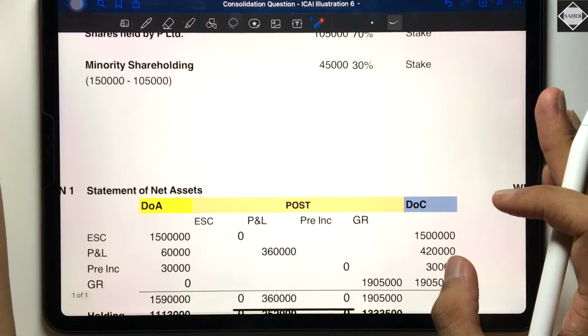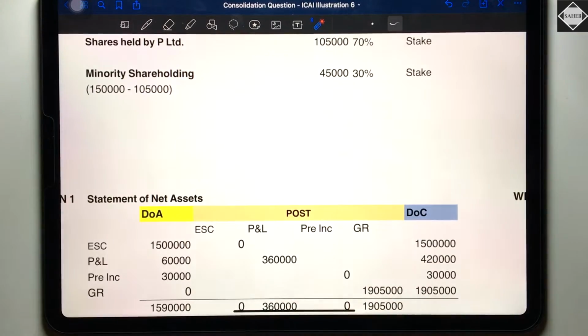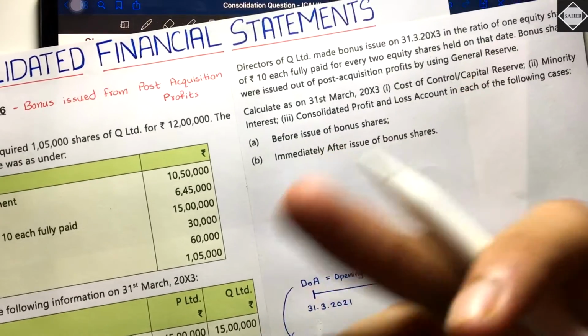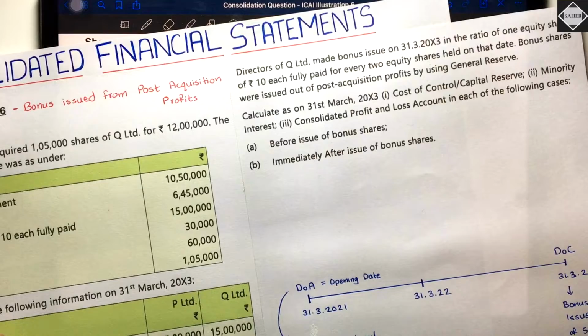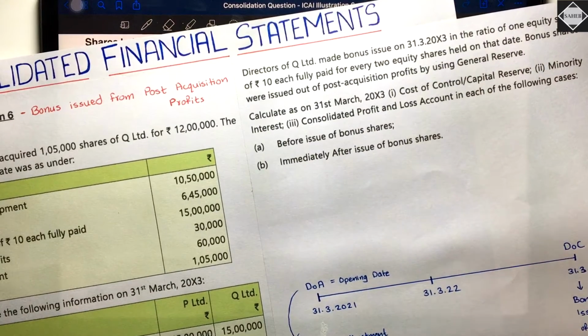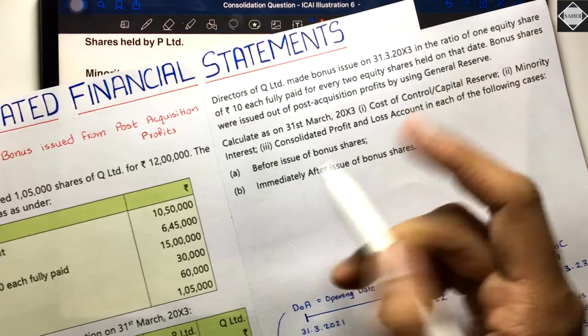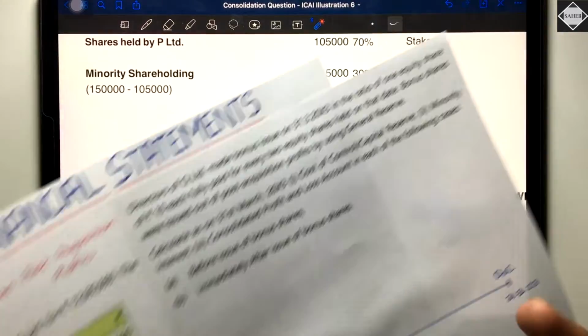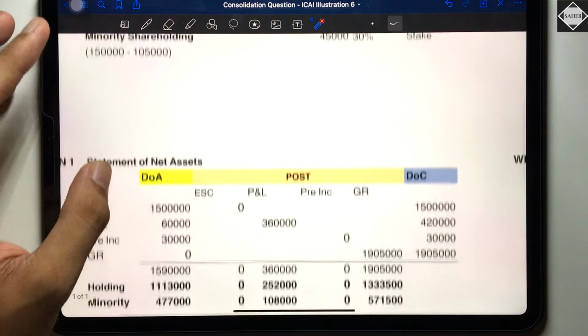Fine. Now understand, in this question there is no bonus, no bonus adjustment, and nothing else has happened. No dividend, no intragroup balances, no intragroup transaction, nothing. So this is a very simple and straightforward question, and it has become easy peasy, isn't it? So there will be nothing to do over here.